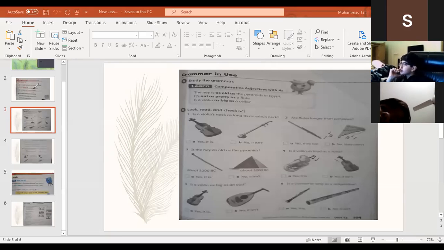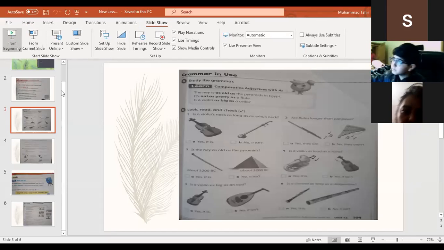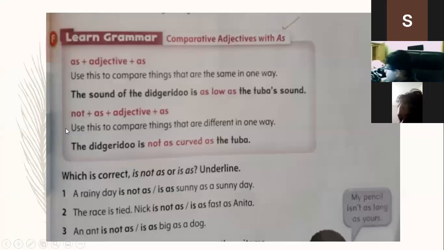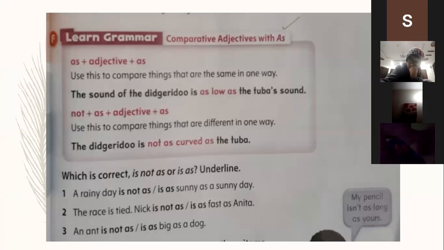Okay, students, here is my screen. As you know, we have done comparative adjectives with as in our last Zoom class, okay? So here is... can you see all of you? Show me your thumbs up that you can see the slide. Good. Okay, class.